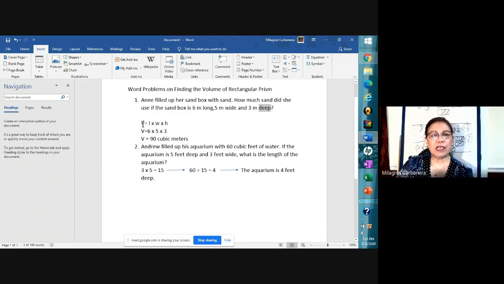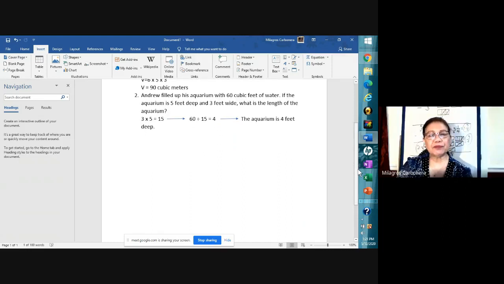So I have here V equals length times width times height. So we have 6 for the length, 5 for the width, and 3 for the height, which is deep. So 6 times 5 is 30, and 30 times 3 is 90. So she used 90 cubic meters of sand to fill up her sandbox. Okay, now let's move on to number 2.